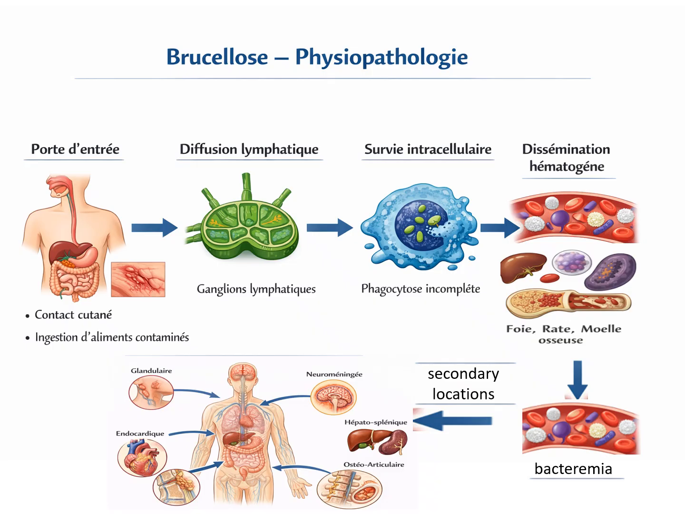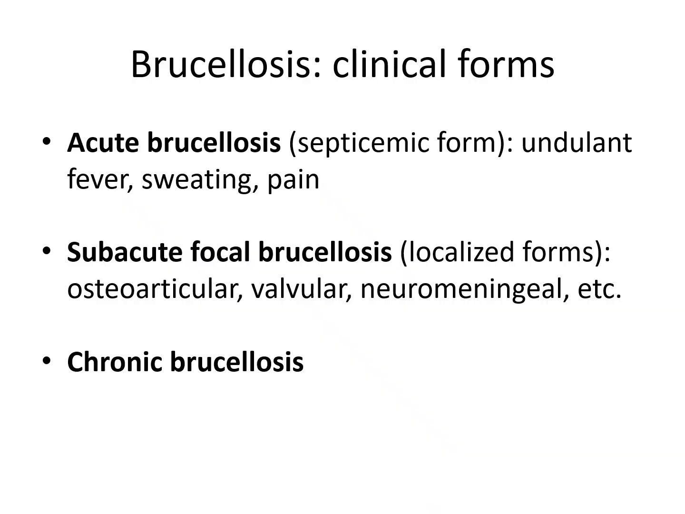Brucella bacteria are persistent intracellular bacteria that can lead to multiple secondary infections and delayed hypersensitivity. The clinical presentation of brucellosis can be divided into three main forms. First, acute brucellosis, also known as the septicemic form.